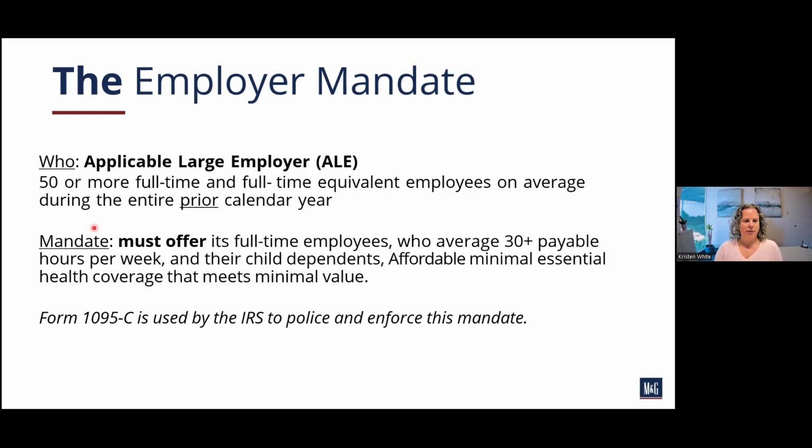This is for what we said are applicable large employers. So if you have 50 or more, and it looks like prior calendar year, regardless of when your plan year starts, we're looking at the calendar year. So you must offer coverage that has three things. One, that is affordable, minimum essential coverage, and minimum value. Those are three things the coverage needs to have, and you offer it to all of your full-time.